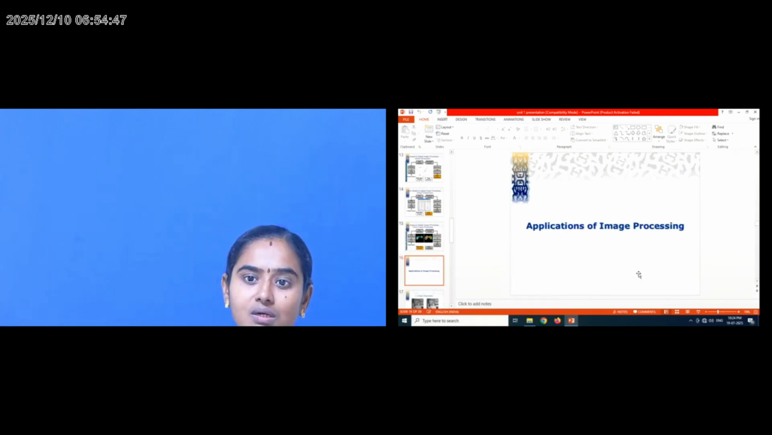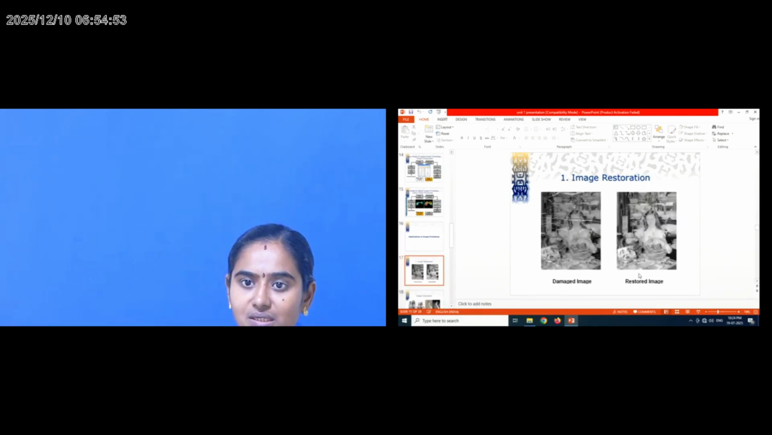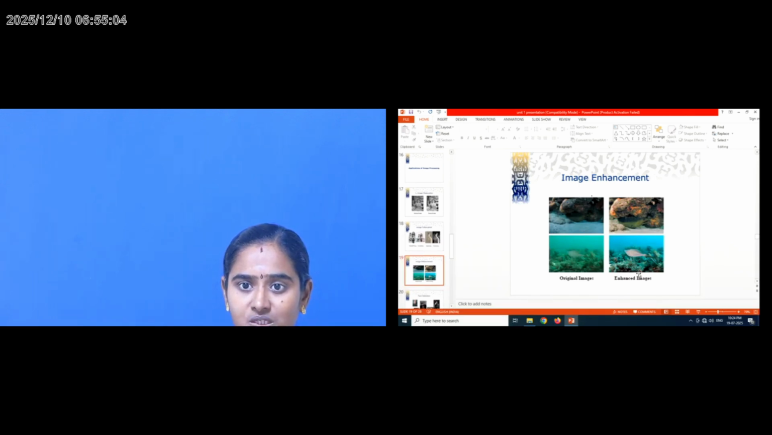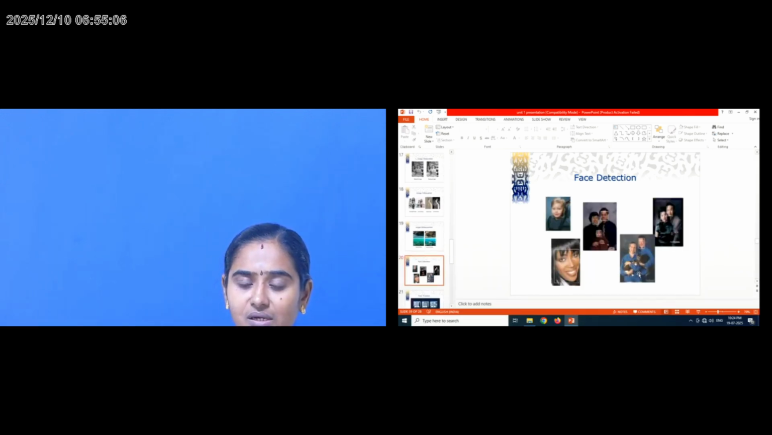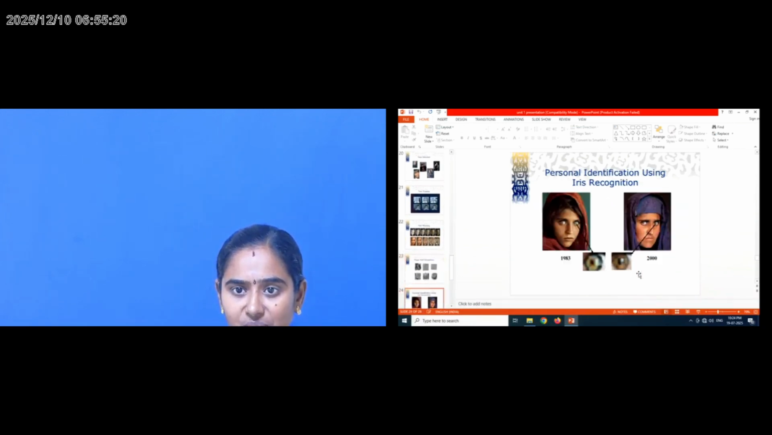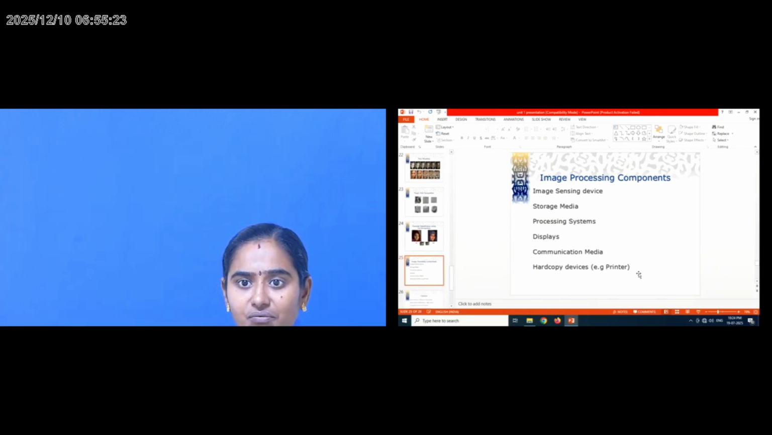Next, in what areas is image processing applied? These are the basic areas implemented by image processing. First one is image restoration, then image colorization, image enhancement, face reduction. Whenever we use face reduction techniques, image processing algorithms are implemented in all those places. Then face tracking, face morphing, fingerprint recognition. These are a few examples of applications of image processing.